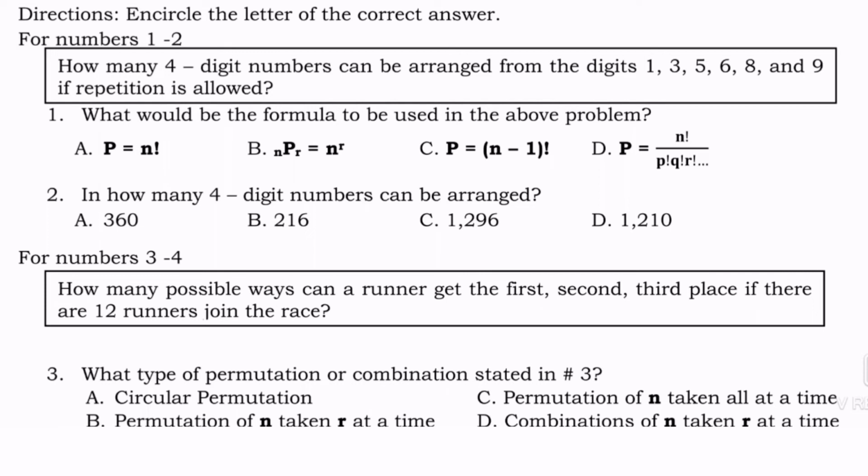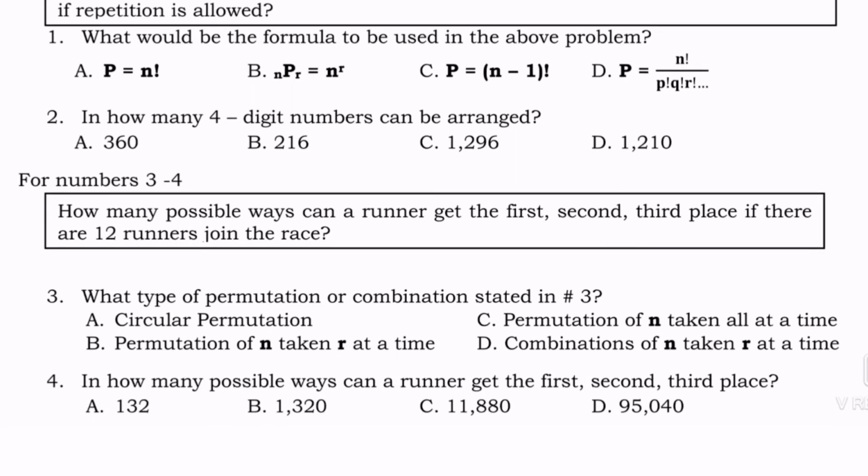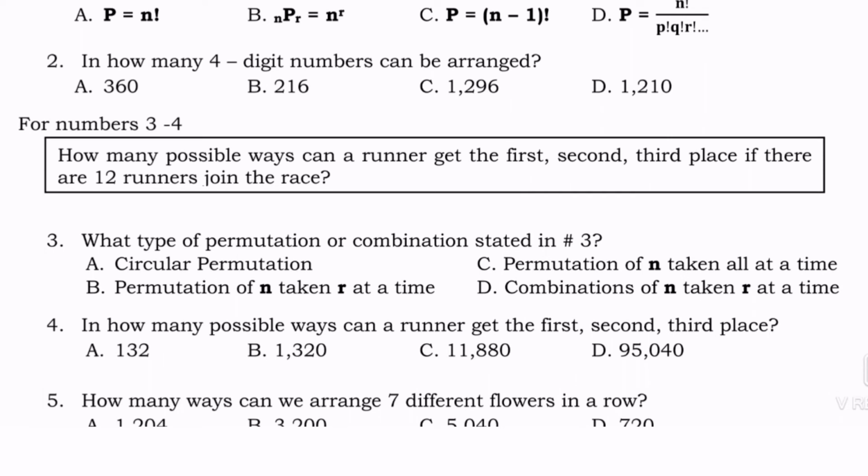The answer is B. Number 2. How many 4-digit numbers can be arranged? The answer is C. For numbers 3 and 4: how many possible ways can a runner get the first, second, third place if there are 12 runners who join the race? For number 3, what type of permutation or combination is stated? The answer is B. Number 4. In how many possible ways can a runner get the first, second, third place? The answer is B.